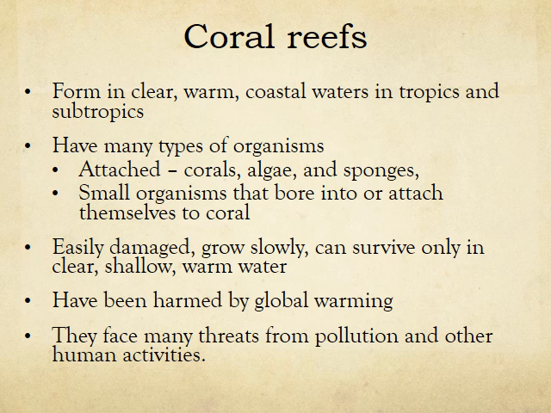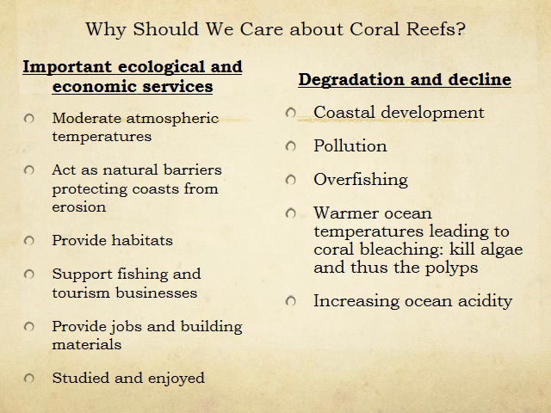As far as coral reefs go, they have very specific parameters that they form in. Clear, warm, coastal waters, tropics and subtropics. It can't be too cold, it can't be too warm, they can't be covered with too much water, it can't be too murky, and they're very easily damaged, they grow very slowly, and they've been harmed from coastal pollution and global warming and a lot of different factors. Huge amounts of ecological and economic services, but they're declining because of our coastal development, pollution, overfishing, and increasing ocean acidity. And we're going to go over this a little bit later on.